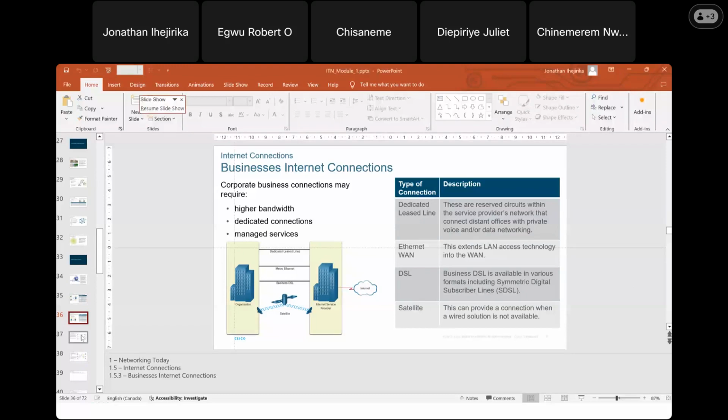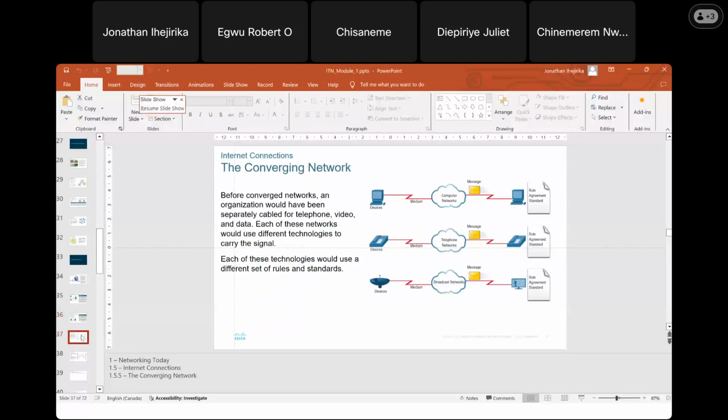Okay. Now, the converged network. Before converged networks, an organization would have been separately cabled for telephone, video, and data. Each of these networks would use different technologies to carry the signal. Different technologies, now we are talking about the medium through which this network propagates or moves. Each of these technologies would use a different set of rules and standards. That is where we begin to talk about protocols.